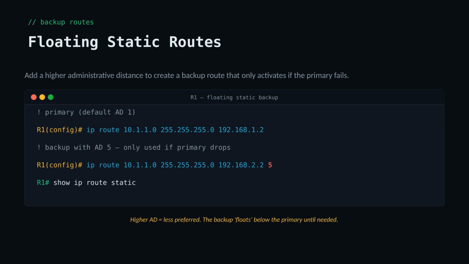Now, what if you want a backup path waiting in the wings? That's exactly what a floating static route gives you. Notice the trailing 5 at the end of the second command. That's a custom administrative distance. Since the default for a static route is 1, this backup looks less attractive and stays hidden in the table. The moment the primary next hop goes down, the backup floats up and takes over. Automatic failover with 2 lines of config.